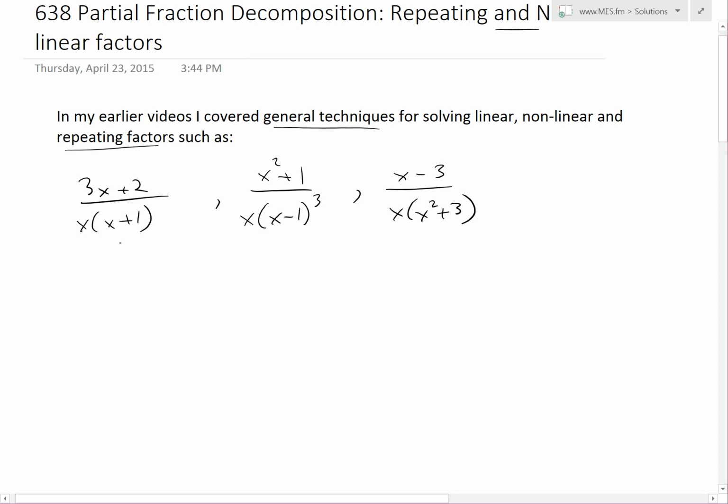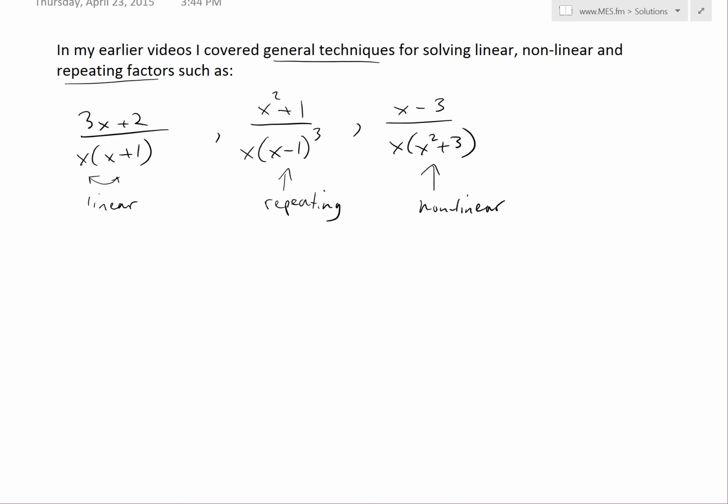So we have this one here I covered, where at the denominator, both of these are linear factors, right? And they're not repeating, so those are linear. Here we have linear, and we have a repeating factor right here, because we have x minus 1 to the power of 3, so this repeats 3 times. And here we also have, in this case, which I covered, a non-linear factor, because this is x squared plus 3, so this x squared, you can't reduce it any more.